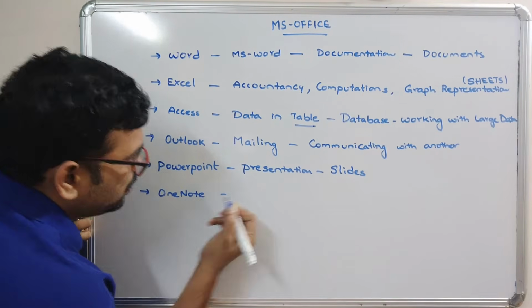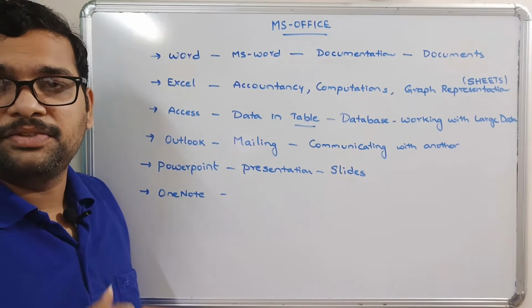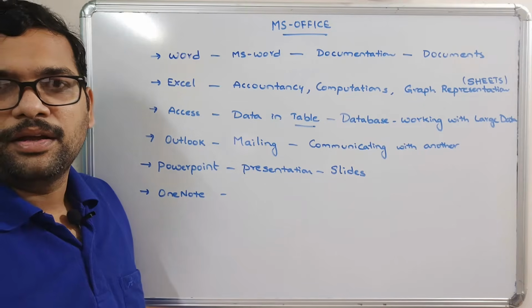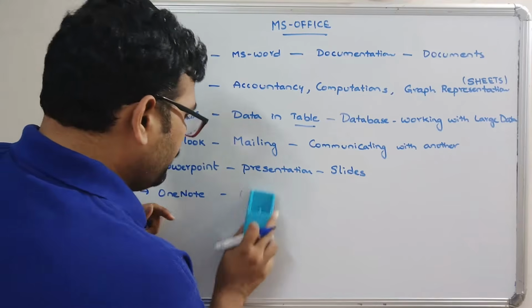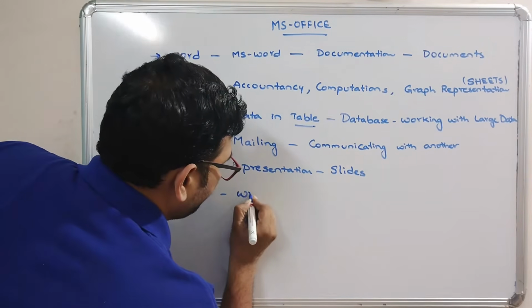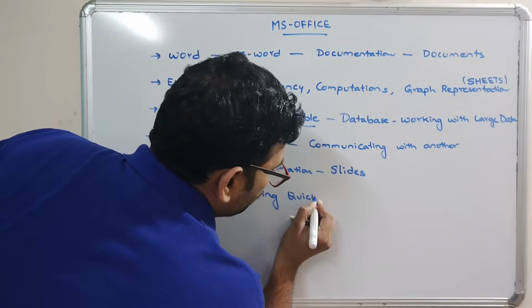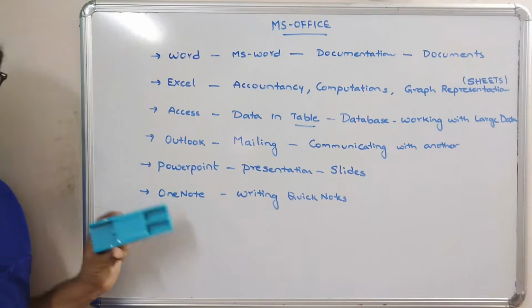And the next one is OneNote. This is simply similar to our notepad. This is mainly used as a quick notepad, for writing quick notes, similar to our notepad, OneNote.